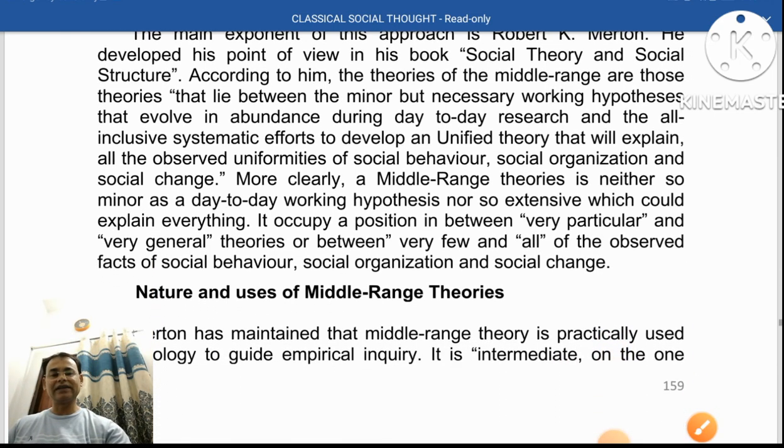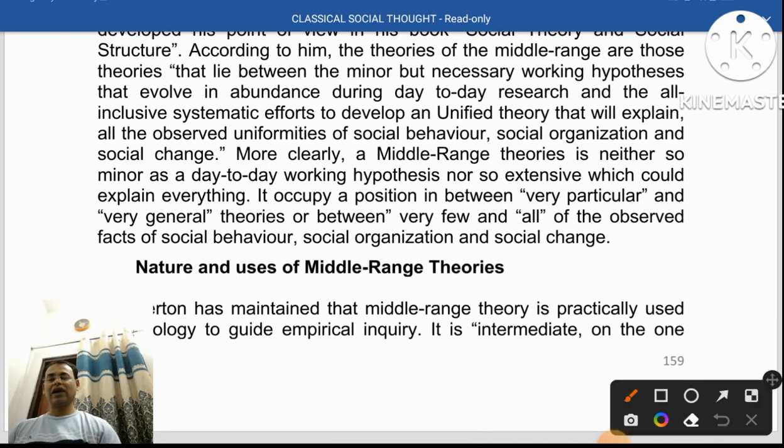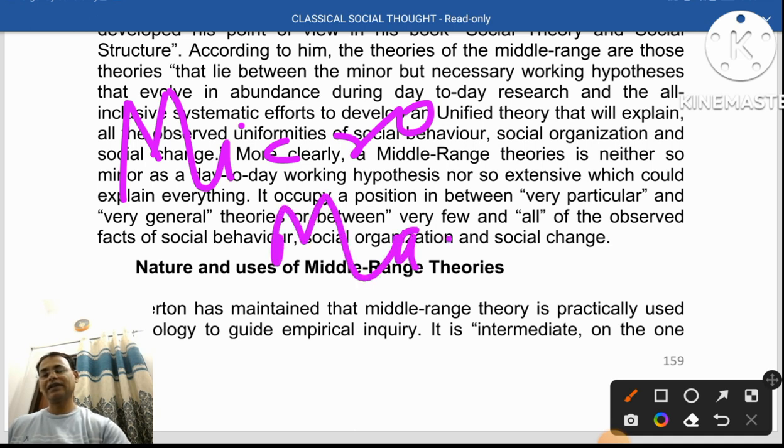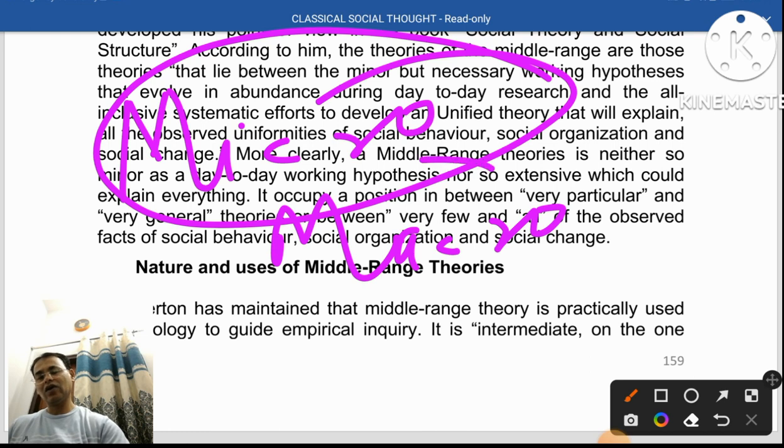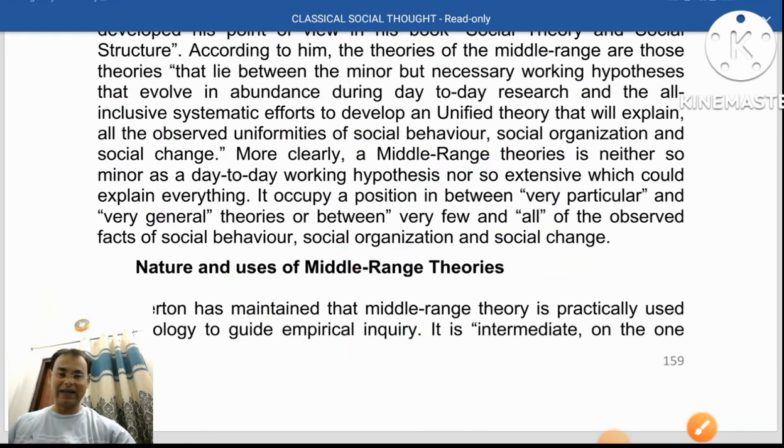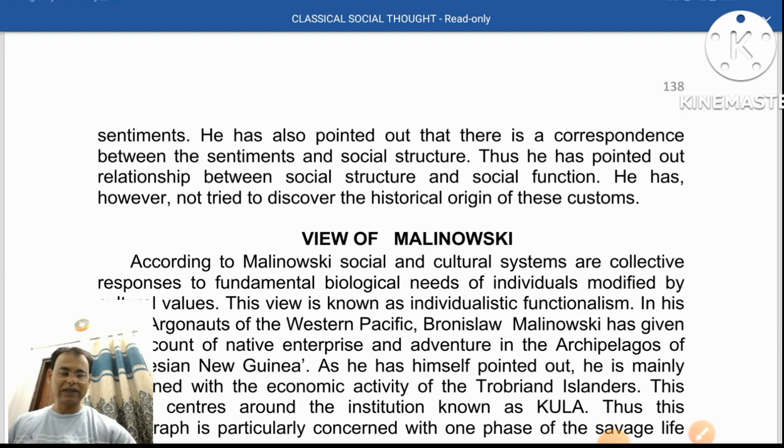More clearly, a middle-range theory is neither as minor as a day-to-day working hypothesis nor so extensive that it could explain everything. It occupies a position in between very particular and very general theories, or between very few and all of the observed facts of social behavior, social organization and social change. So, it is in between micro and macro. Its study is not micro level or macro level, but it balances the micro and macro.